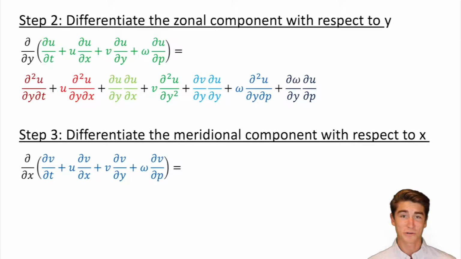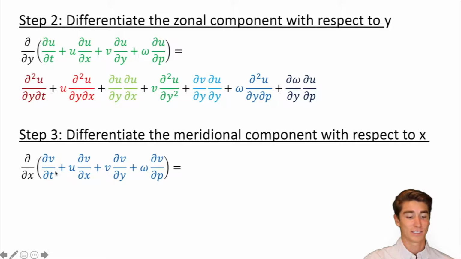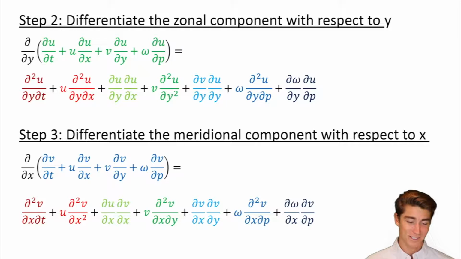Next, we're going to differentiate the meridional component with respect to x. So now we have the meridional component, differentiate with respect to x. And as you could probably guess, the same thing happens. That first term just turns into 1, this one turns into 2, and as do those last 2 terms.